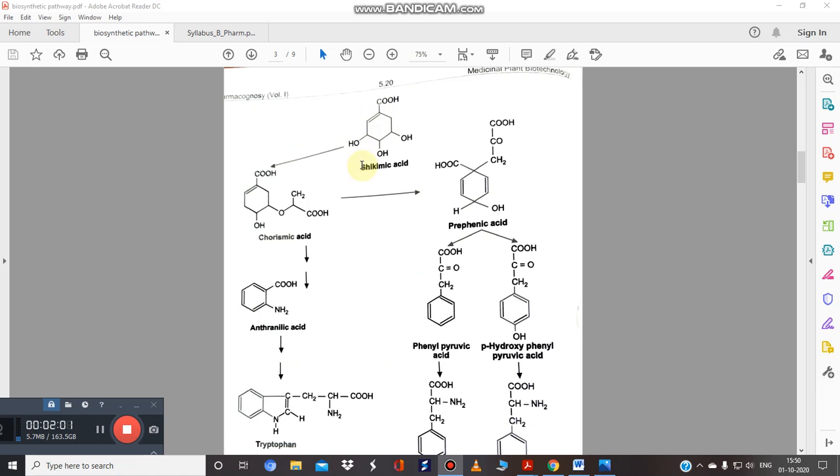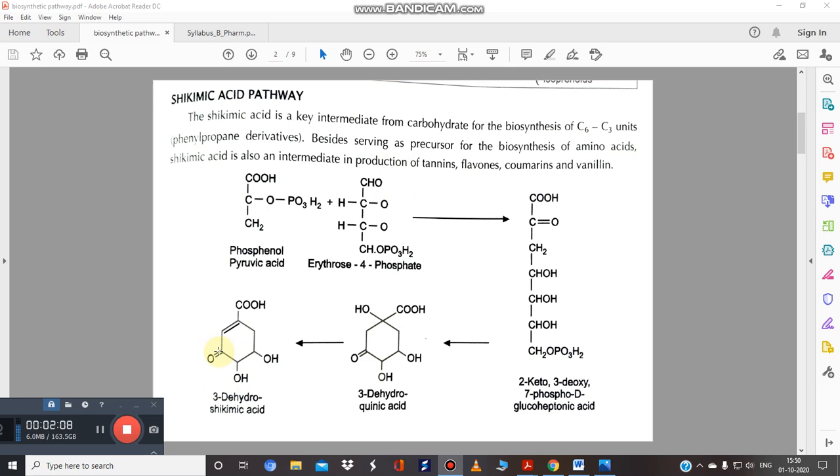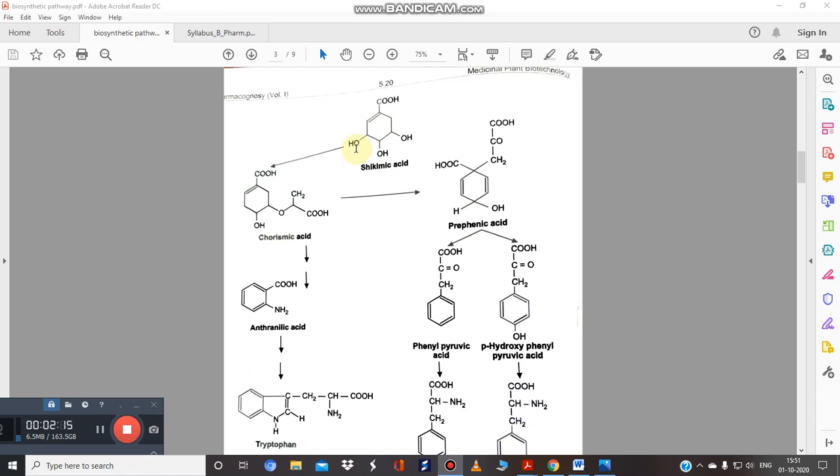What is produced from it? Shikimic acid. And what is the reaction? It is a reduction: look, the double bond O becomes OH. So via reduction it will produce shikimic acid. And now what happens here?